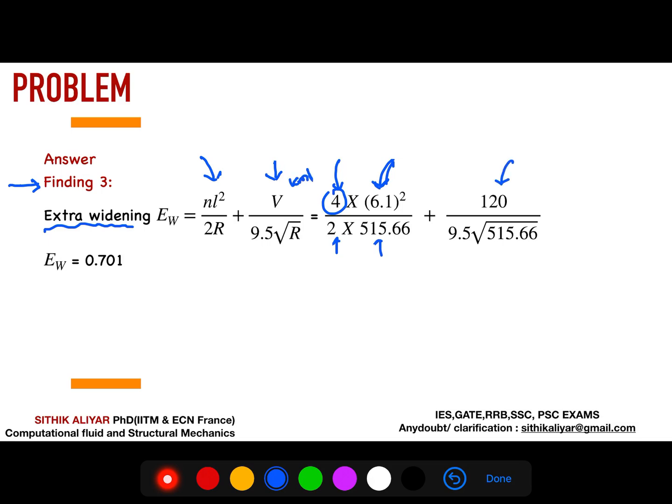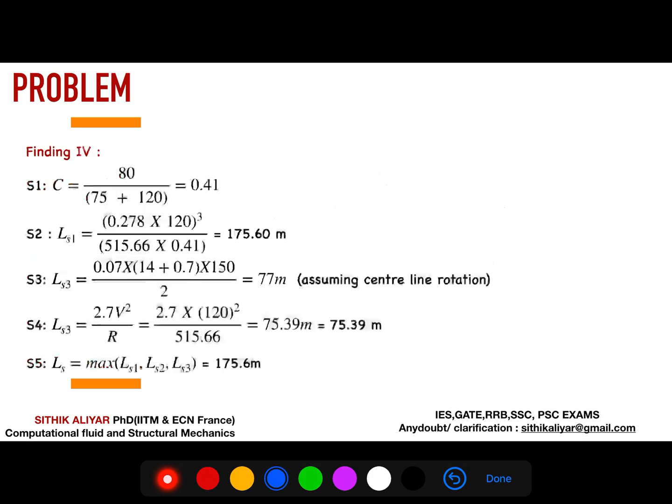If you remember, I told you while deriving this extra widening term. You see this V is 120 divided by 9.5 into square root of R, square root of radius 515. When you substitute everything, you will get the extra widening term in meters, 0.701 meter. So now we got everything.